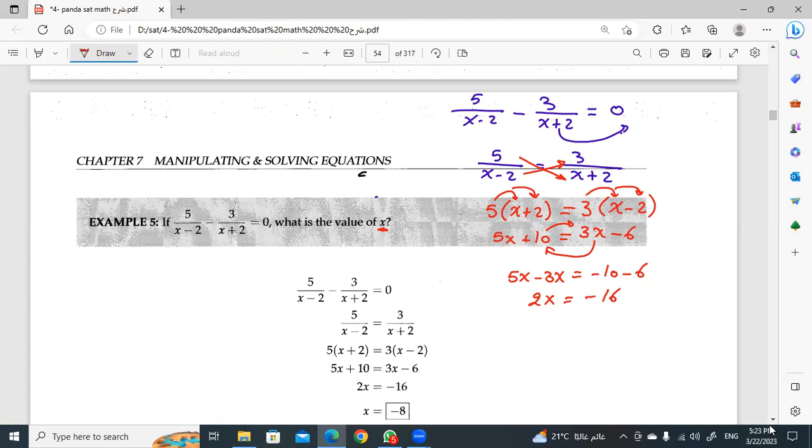So I will move the 2 to the other side by division. So it will be x equals negative 16 over 2, which is x equals negative 8. Perfect. Any questions? Shabab, any questions? No. Okay.